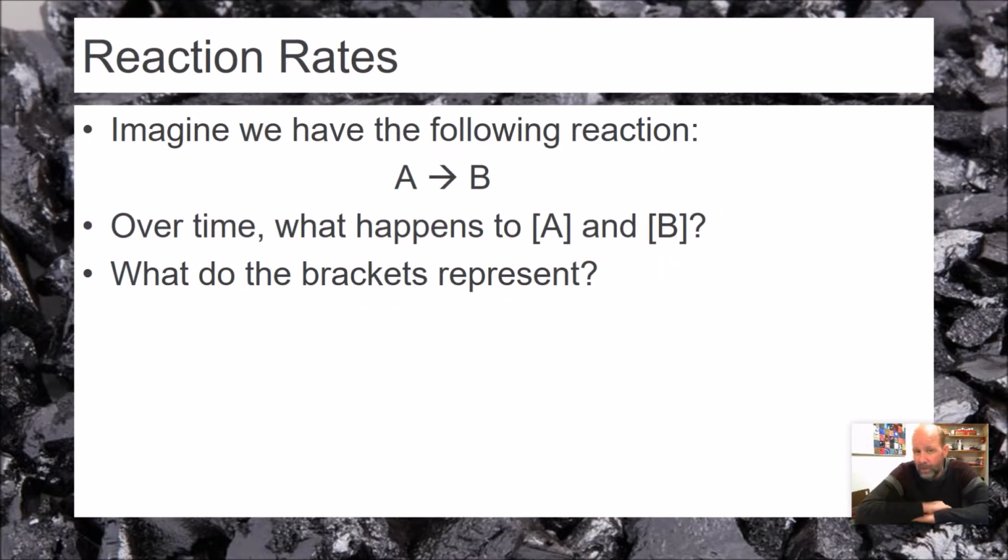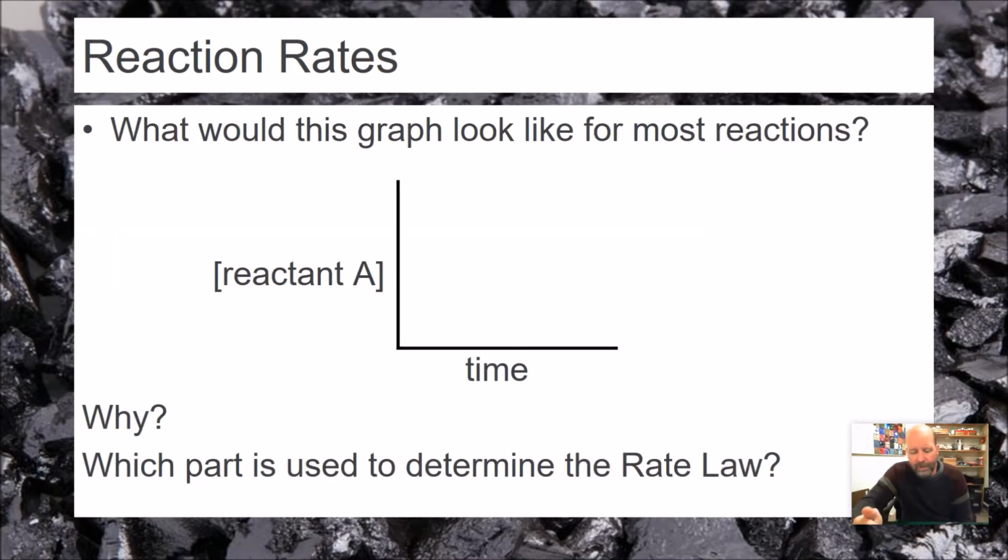So hopefully you remember the brackets just mean concentration. So the concentration of A, the concentration of B. And over time, as this reaction proceeds, we're turning A into B, so we're going to get less and less and less of A. So the concentration goes down, and the concentration of B gets greater and greater and greater. If you think about this as a graph, in most reactions, it kind of depends, but if A is turning into B, it's probably going to look something like this. It's definitely going to go downward anyway, but this exponential decay is not uncommon. So it goes down because it's going away.